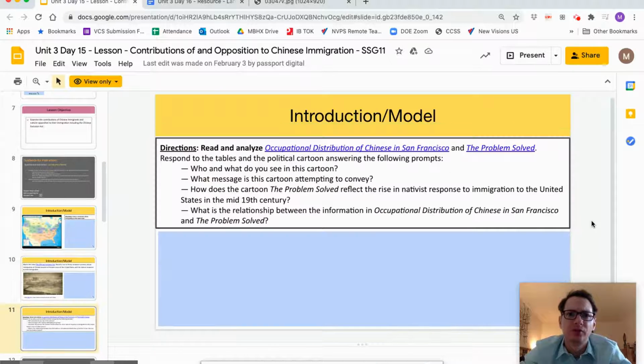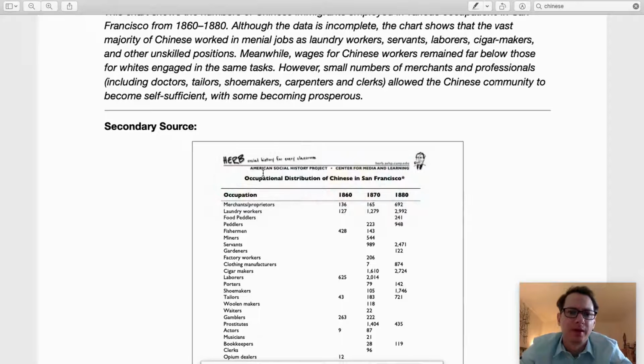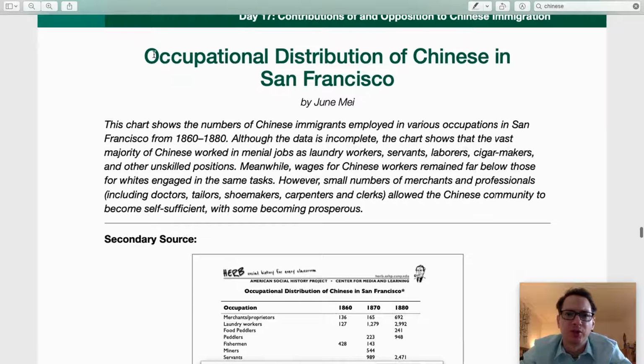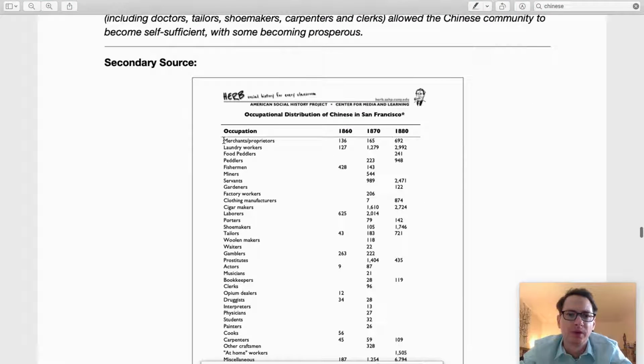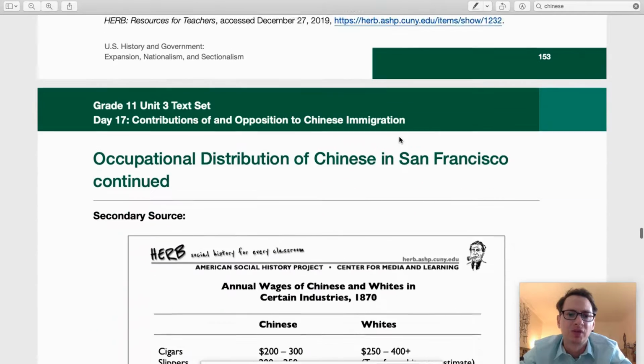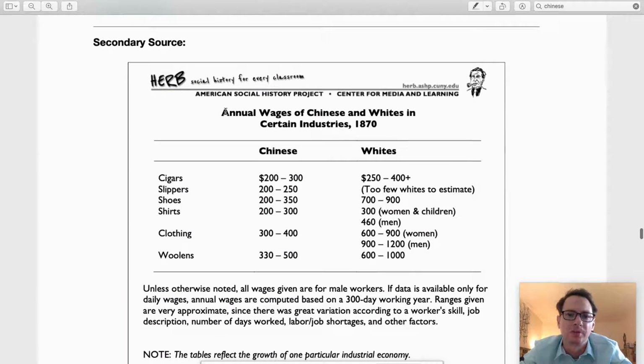From here, the students then go to the next slide, and this is where first they are going to look at a table, which I'm going to pull up right here. The title of this is Occupational Distribution of Chinese in San Francisco. On the first page, we can see the breakdown of the number of Chinese immigrants that had these occupations across 3 years, 1860, 70, and 1880. And on the second page, we can see the annual wages of Chinese and whites in certain industries.